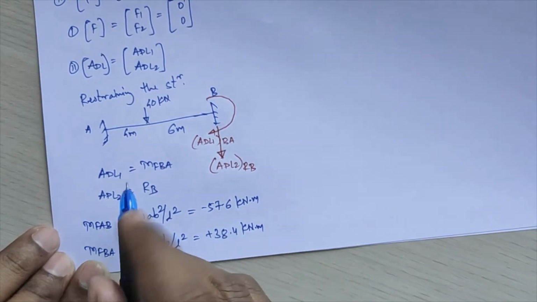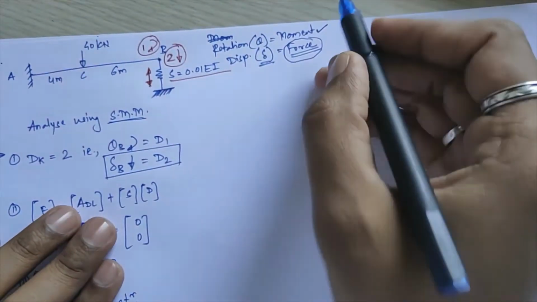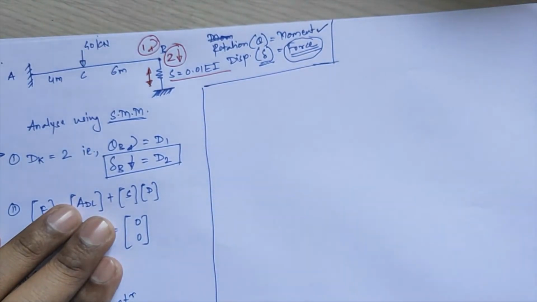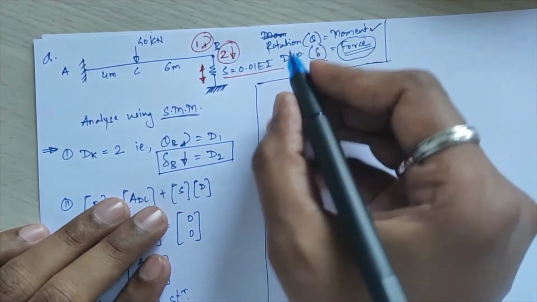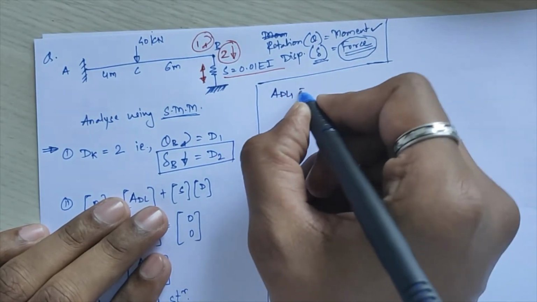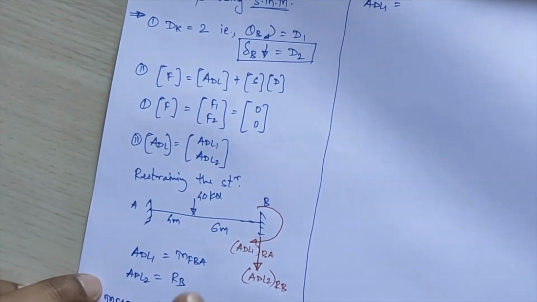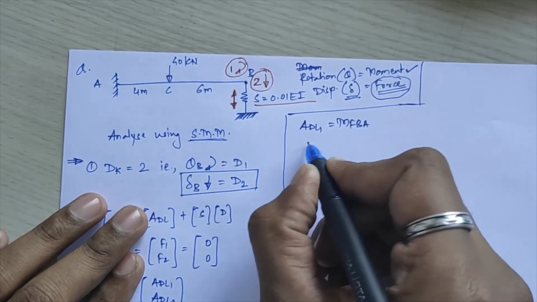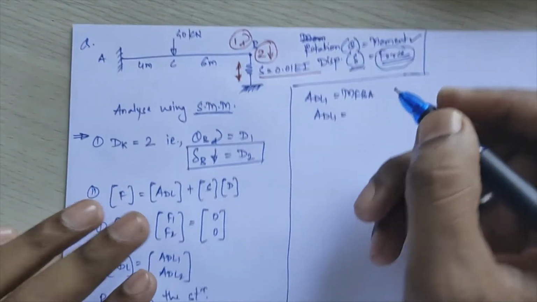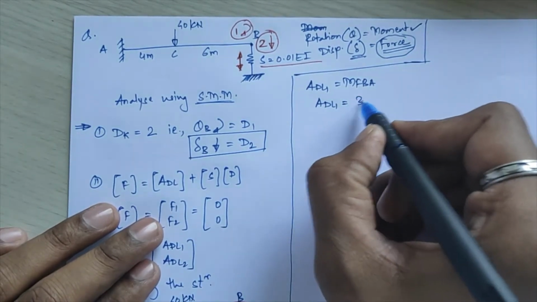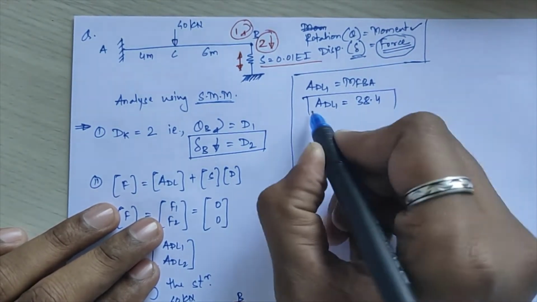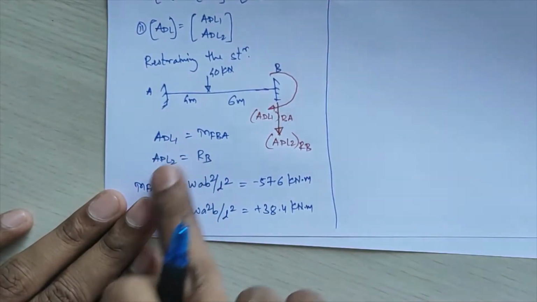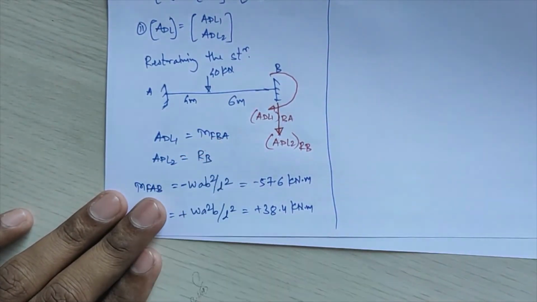Okay, so from this I'll get ADL1 value. Therefore ADL1 is equal to your value of MFBA, so ADL1 is equal to MFBA, I am getting as 38.4. Right, now next I have to calculate the ADL2 value. For that I need to calculate the reaction at point B.